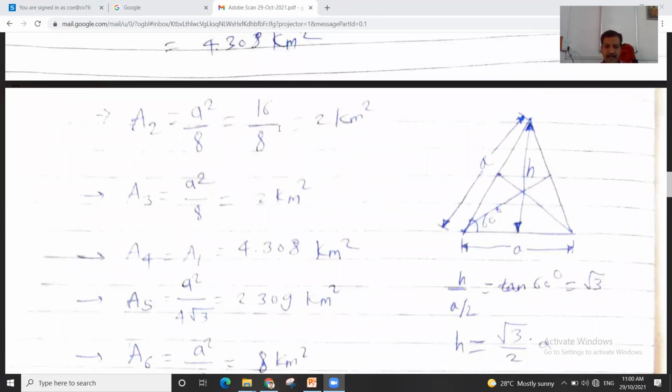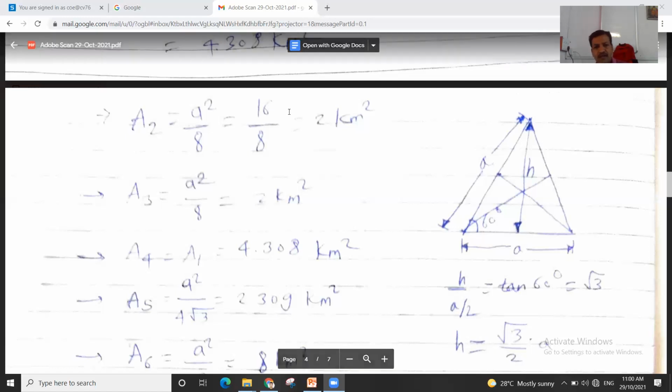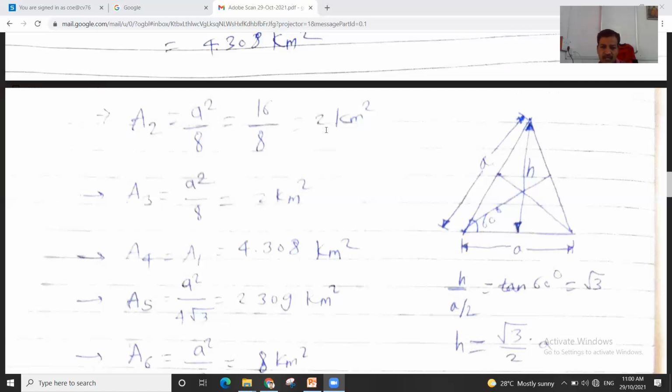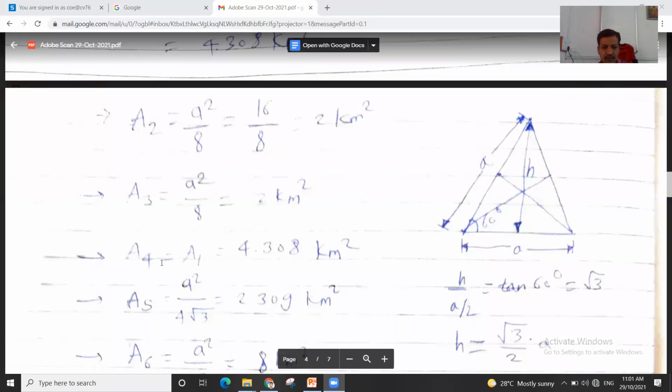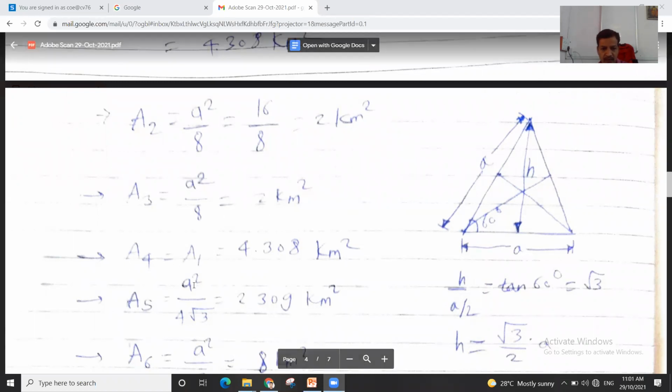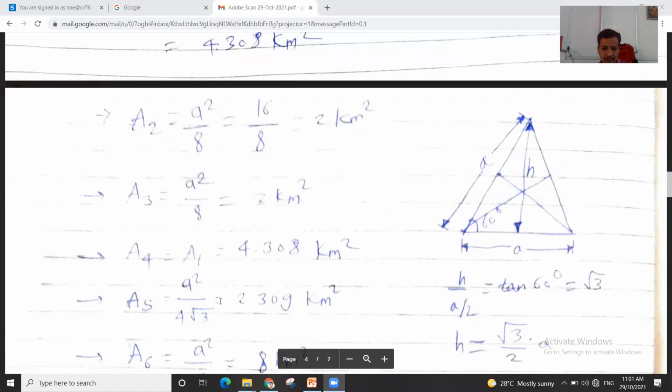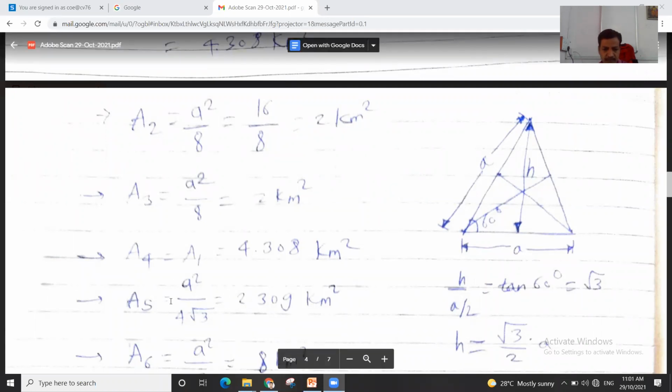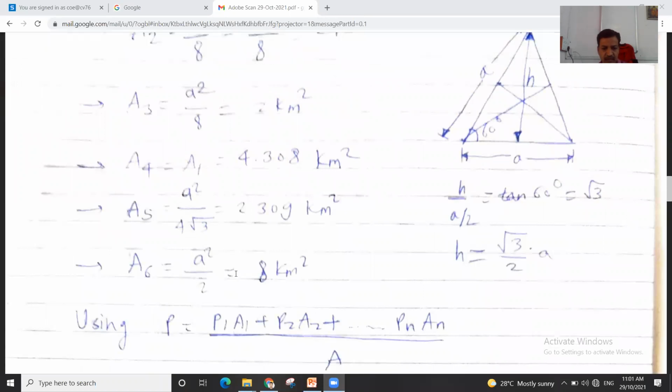A2 is a square by 8. Putting the value of a as 4, 4 squared is 16, then we get 16 by 8, which is 2 kilometers square. Then A4 is equal to A1, both are similar. A5 is a square by 4 root of 3. A6 is a square by 2.